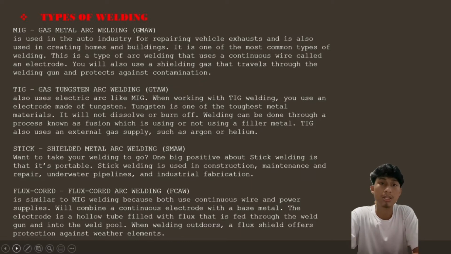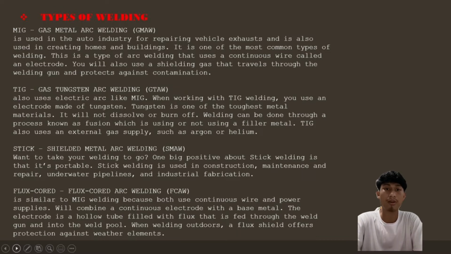Next is stick, shielded metal arc welding. One big positive about stick welding is that it is portable. Stick welding is used in construction, maintenance and repair, underwater pipelines and industrial fabrication.